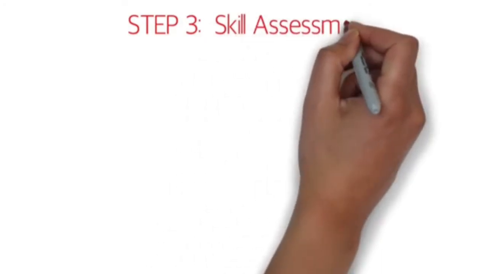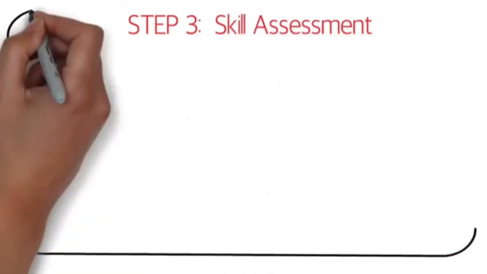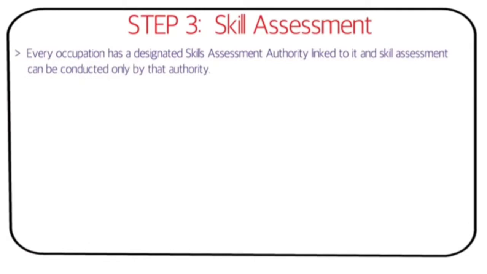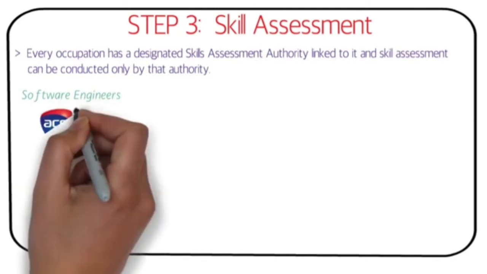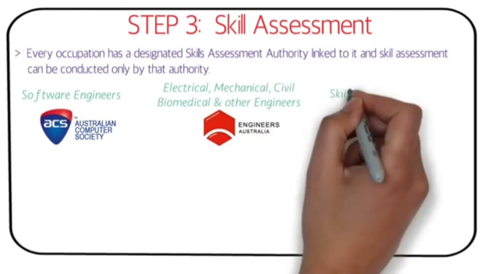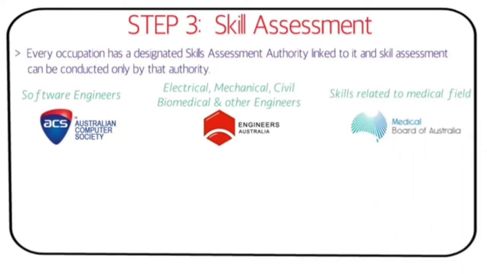Okay, now step 3, skill assessment. This is very important and very crucial, so please pay attention. Every occupation has a designated skill assessment authority linked to it, and skill assessment can be conducted only by that authority. Let me show you which authorities there are. For software engineers, there is the Australian Computer Society, which is ACS. For electrical, mechanical, civil, biomedical and other engineers, there's Engineers Australia. For skills related to the medical field, there's the Medical Board of Australia. These are just 3 examples. When you find the occupation, you'll find the assessing authority there, so it's very easy. I'll explain in detail in my next video how to find it.